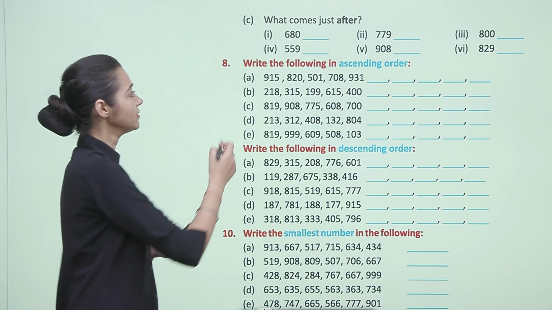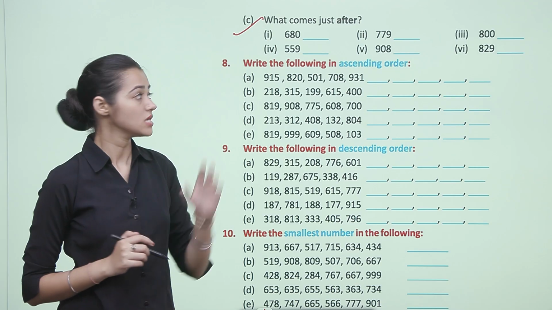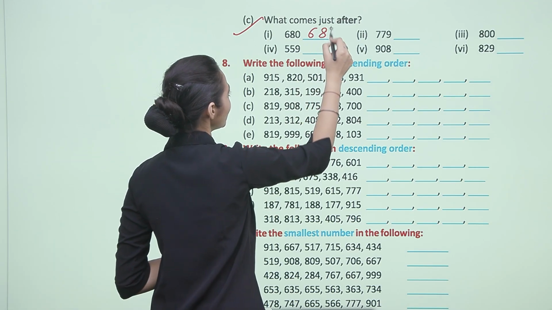Now in the next one, what comes just after this number? That will be very good 681.